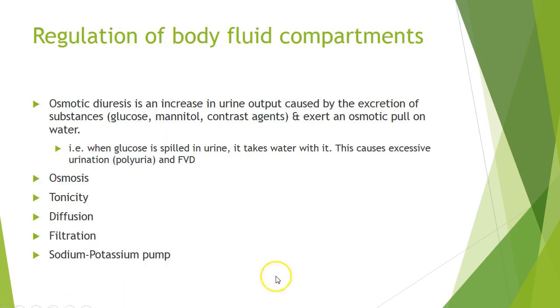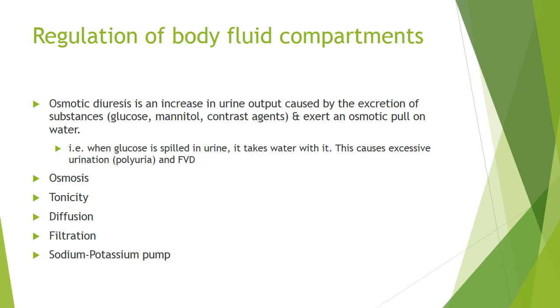All right, so how do we regulate body fluid compartments? Well, there's this thing called osmotic diuresis, and it's an increase in urine output that's caused by the excretion of substances. So if you are excreting sugar in your urine, you're going to have an increase in urine output, so you're osmotically diuresing. People who have had head injuries, we give them mannitol, which is an osmotic diuretic to help them urinate more so that the ICP in their brain goes down.